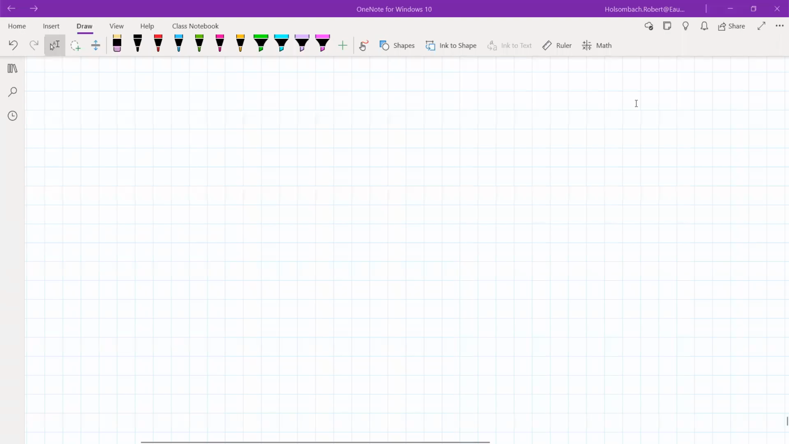All right, top of page 571. And today we're working with and talking about inverse trig ratios.